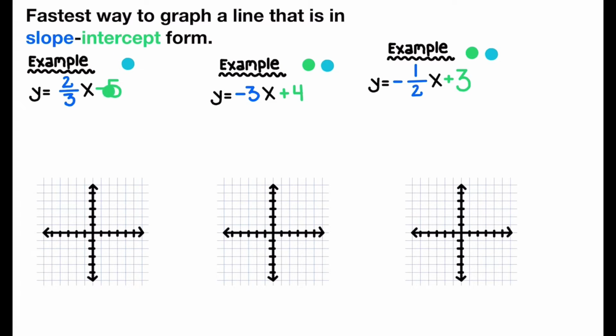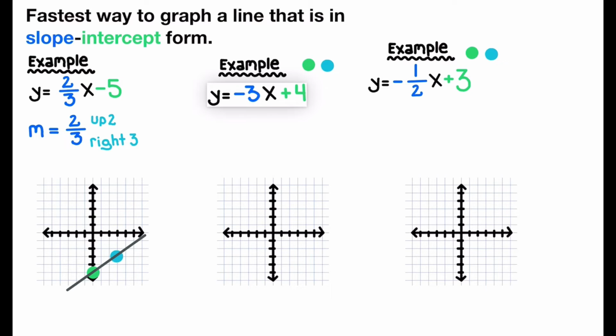In this first example, we want to begin on the y-axis at -5. From that point, we're going to move rise 2, run 3, so up 2, right 3. So let's go there to -5, rise 2, up 1, 2, run 3, right 1, 2, 3. We've got our 2 points and we can draw our line.